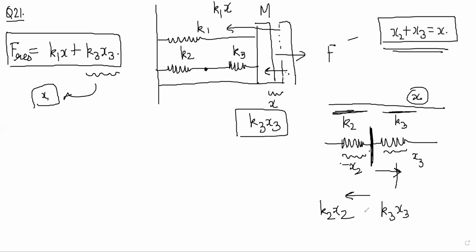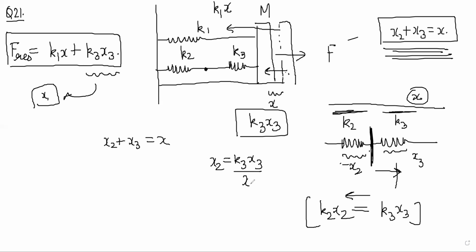So what you will get, otherwise they have to be equal because otherwise this point will break this spring. So K2X2 should be equal to K3X3. And now you have a nice way to connect it. You have X2 plus X3 is equal to X. And X2 is equal to K3X3 by K2.